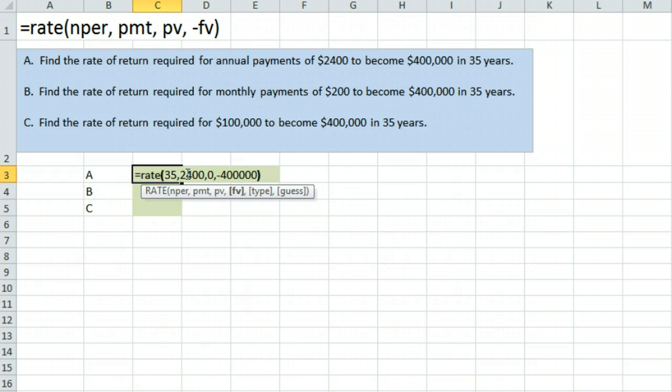Note that Excel will need the future value to be negative. This has to do with the fact that you put in amounts each year, but now you have an amount to take out. This gives us the result 7.85%.